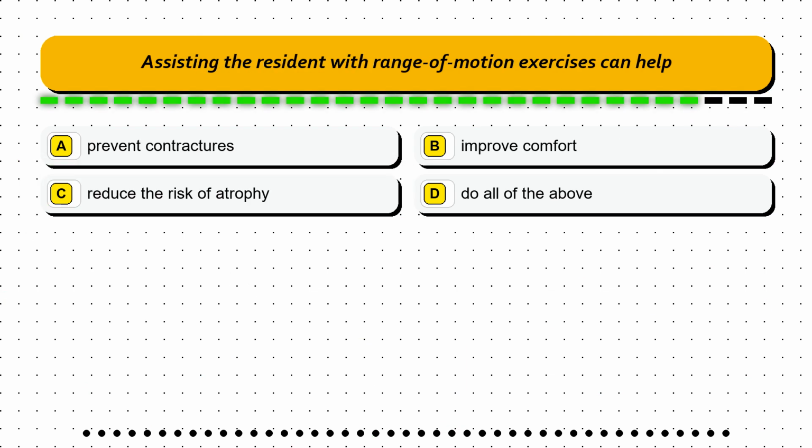Question 4. Assisting the resident with range of motion exercises can help: Option A. Prevent contractures. Option B. Improve comfort. Option C. Reduce the risk of atrophy. Option D. Do all of the above.